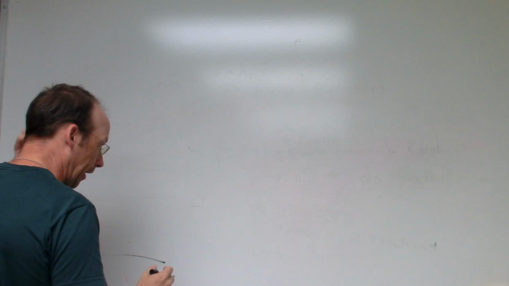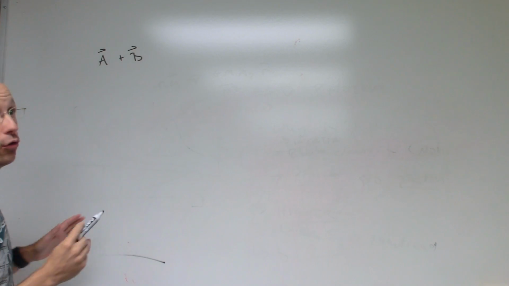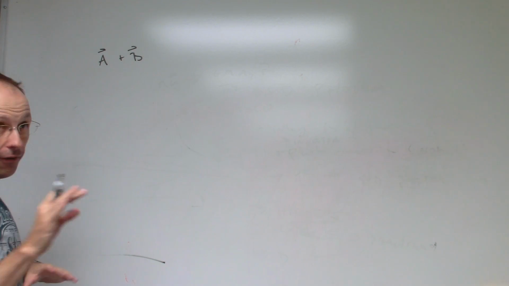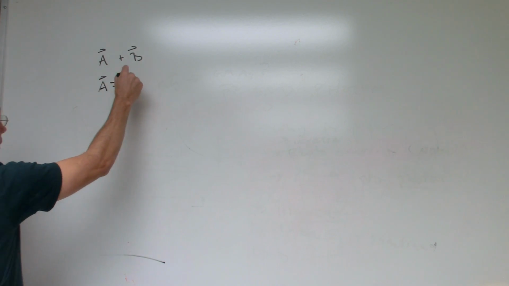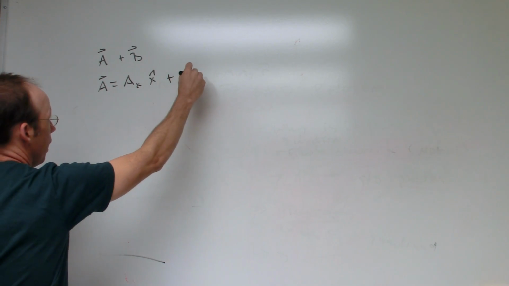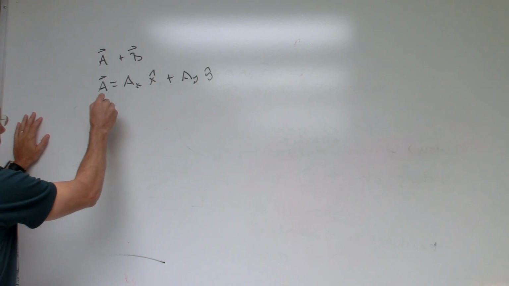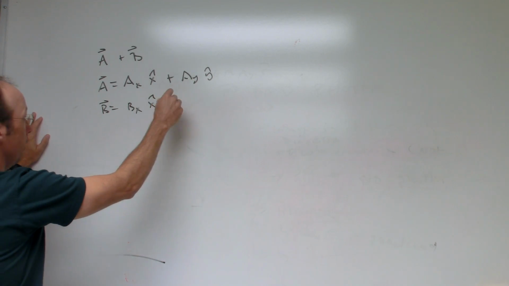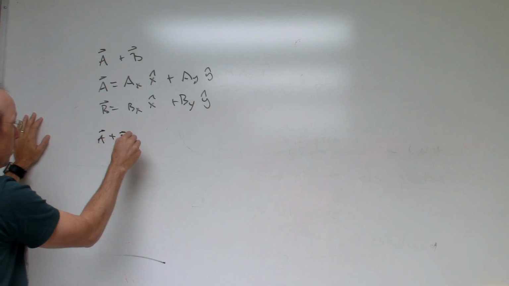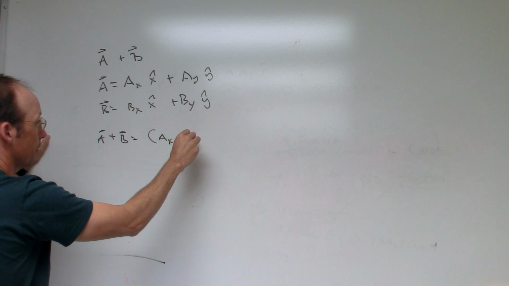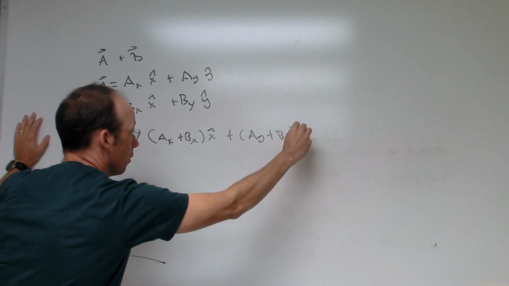Okay, so the first is vector addition. I already talked about this before, but if I have vector A plus vector B, how do you do that? Well, graphically isn't as useful as the real way. What I can do is write A as AX x hat plus AY y hat, and I'll assume there's no Z component for now, and B equals BX x hat plus BY y hat. Then A plus B equals (AX plus BX) x hat plus (AY plus BY) y hat.